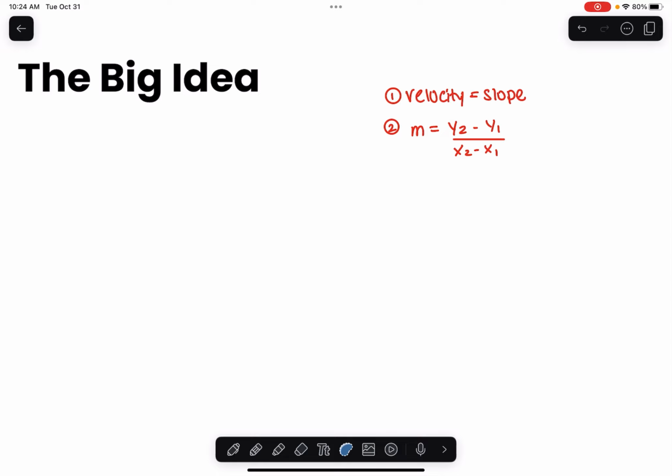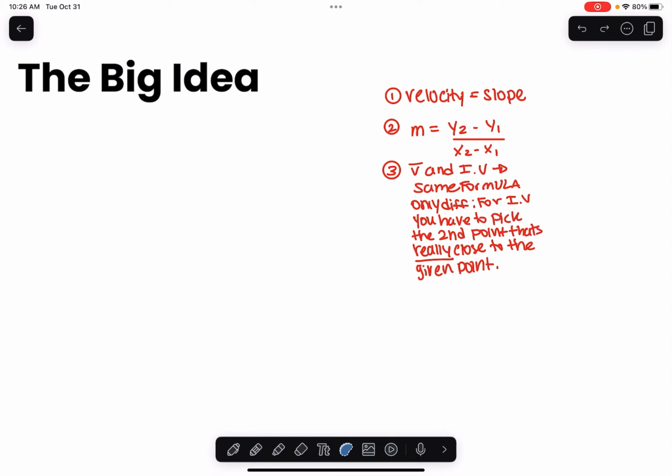It's the same formula. The only difference is that for average velocity, they're always going to give you 2 points, and you can simply plug that into the slope formula. For instantaneous velocity, they only ever give you 1 point, and that should make sense because you're trying to find the velocity at an instant in time, at 1 point in time. So your job, because you know that you need 2 points in order to use the slope formula, is to find a second point, and that second point just has to be very, very close to the given point. In this video, I'm going to be proving to you why these points are true.